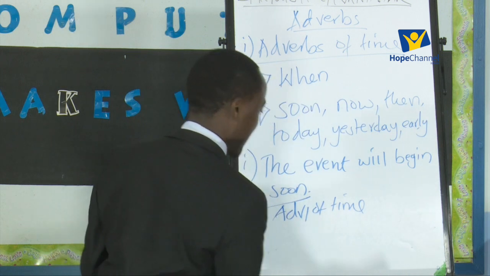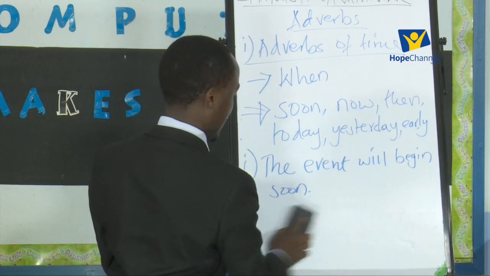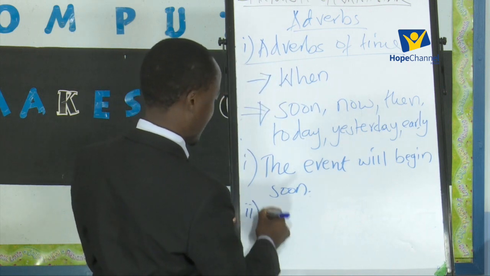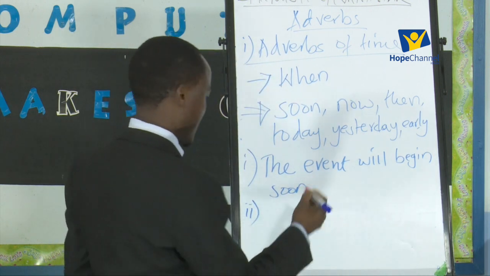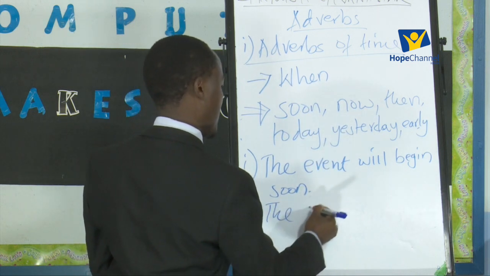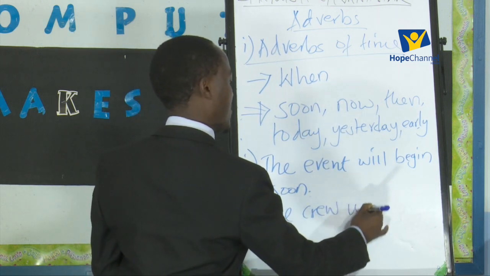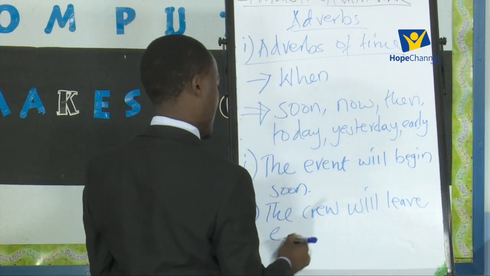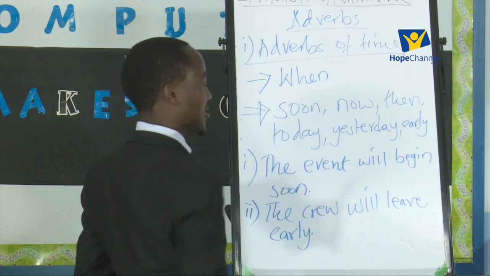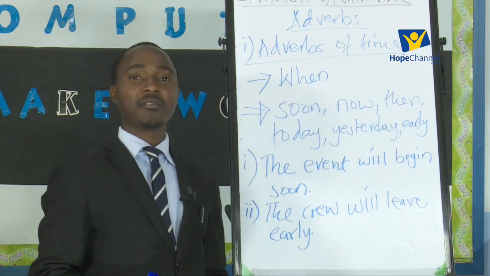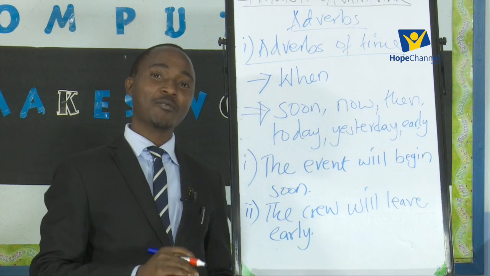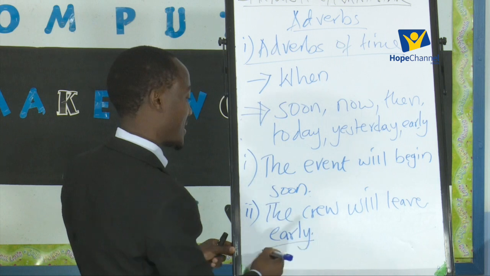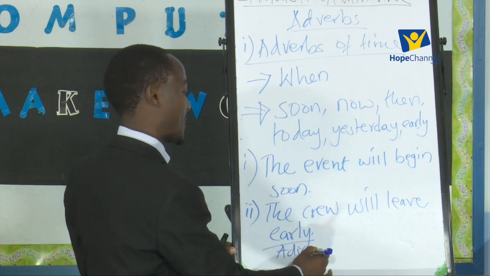Another example in a sentence: the crew will leave early. So the simple question that you will ask yourself is, when will the crew leave? And the answer is early. So early is our adverb of time.